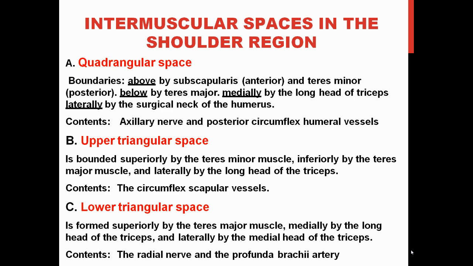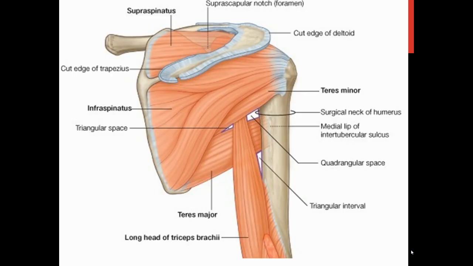The lower triangular space is formed superiorly by the teres major muscle, medially by the long head of the triceps, and laterally by the medial head of the triceps. And the main contents of the lower triangular space are the radial nerve and profunda brachii artery.